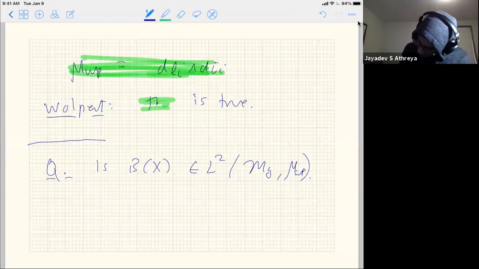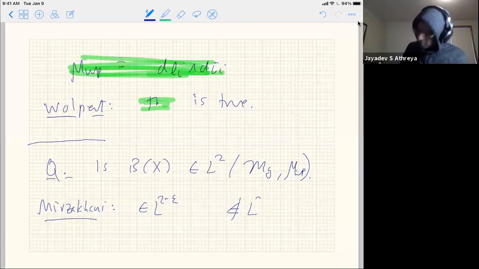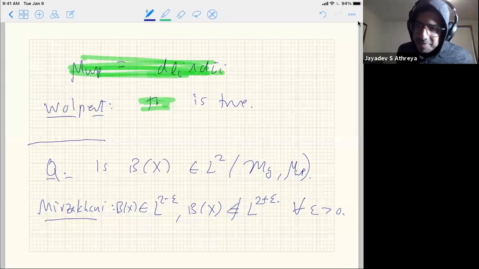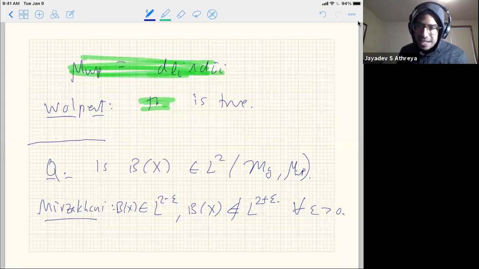If you carefully trace what's in Mirzakhani's work itself, Mirzakhani shows it is in L2 minus epsilon, and it is not in L2 plus epsilon for every epsilon positive. She didn't write it down as a statement like that, but you can find it in her work. But that still leaves the question: is it actually in L2? Does it actually have finite variance, right? We all know you can build things which are right on the edge.